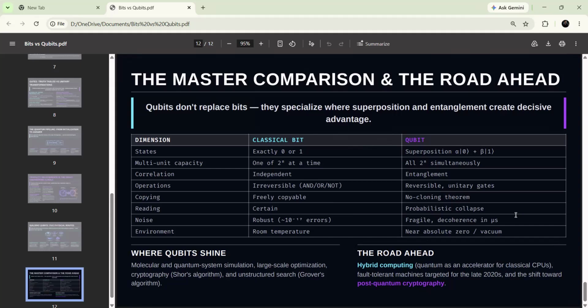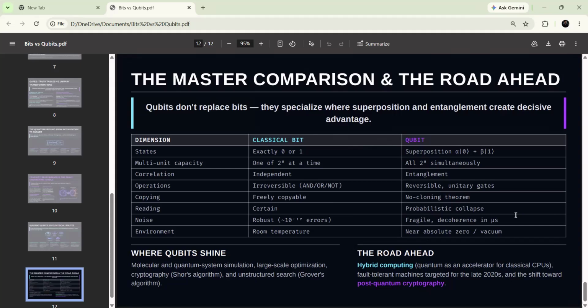And also, regarding correlation, classical bits are independent, meaning there is no correlation. But in qubits, there is entanglement, a link between particles. In operations, classical gates are irreversible, meaning they can't come back, but quantum gates are reversible. And in classical computers you can easily copy information, but for qubits there is the no-cloning theorem, in which we cannot copy.